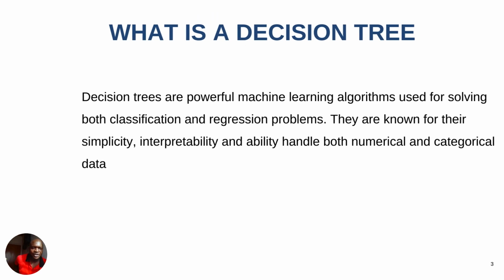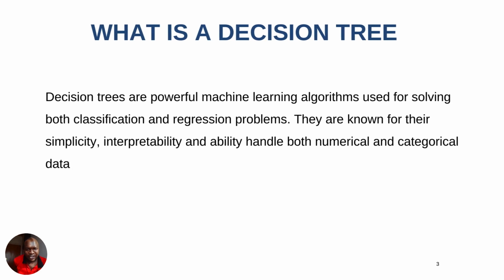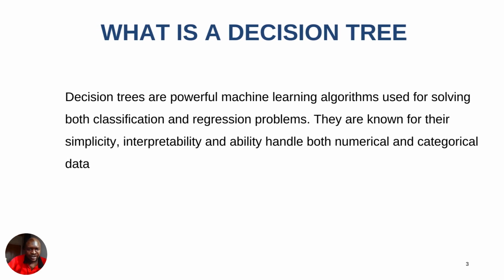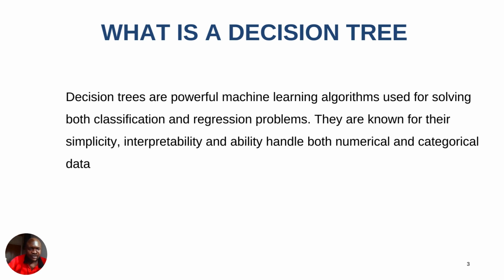So here on the next slide, we are going to define what a decision tree is. A decision tree is a powerful machine learning algorithm used for solving both classification and regression problems. They are known for their simplicity, interpretability, and ability to handle both numerical and categorical data.